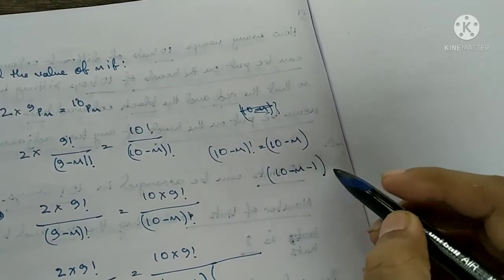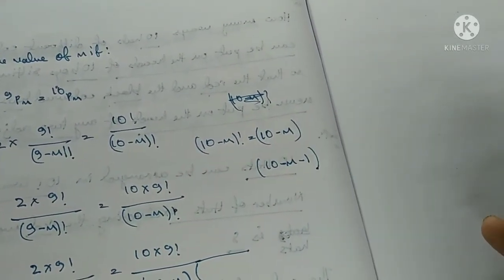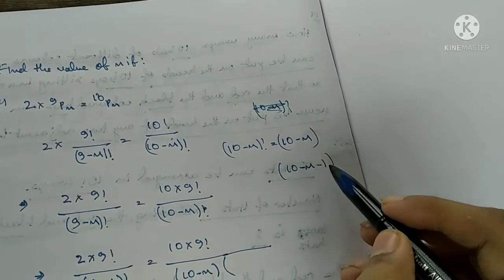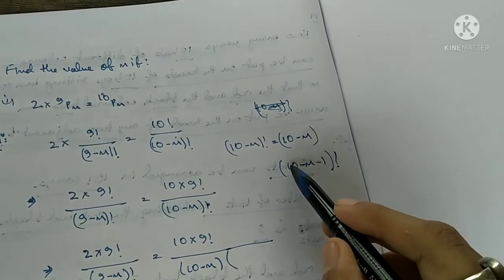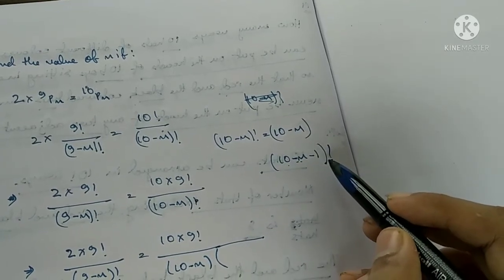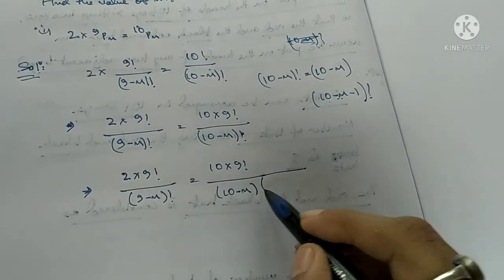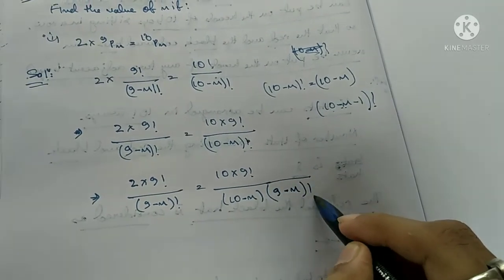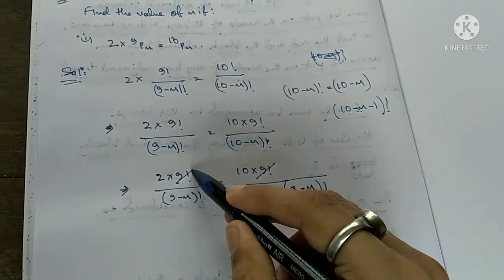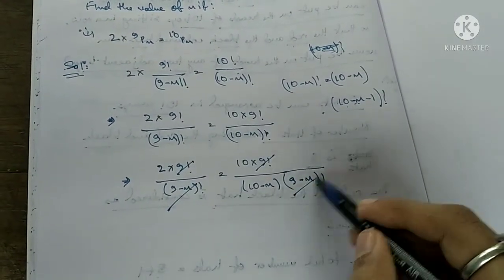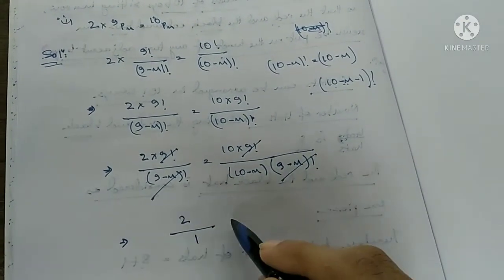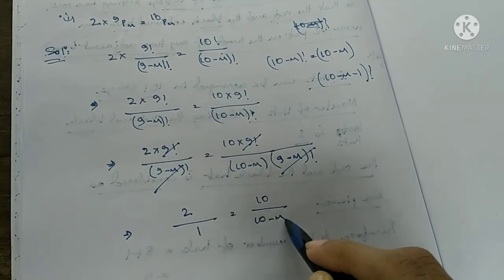Yes or no? Again the next will be 10 minus n minus 2, and it will go on like that. So 10 minus n factorial, I can write as 10 minus n into 10 minus n minus 1 factorial. 10 minus n minus 1 factorial means 9 minus n factorial. Understand? So in here 9 cancels, and 9 minus n factorial cancels. Ultimately I will get 2 by 1 is equal to 10 by 10 minus n.